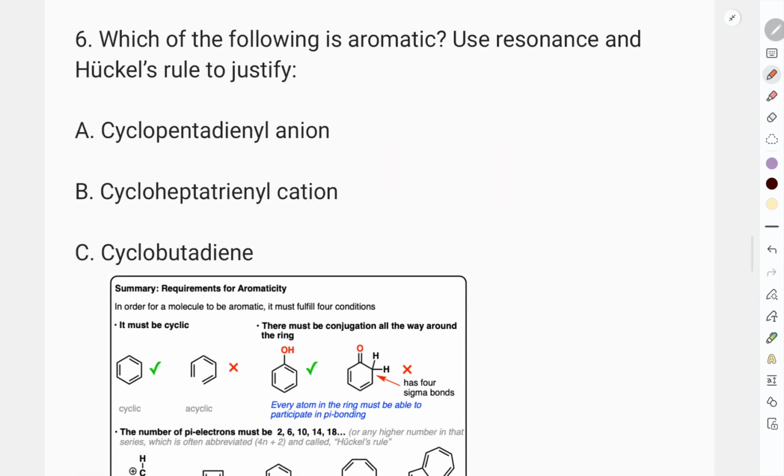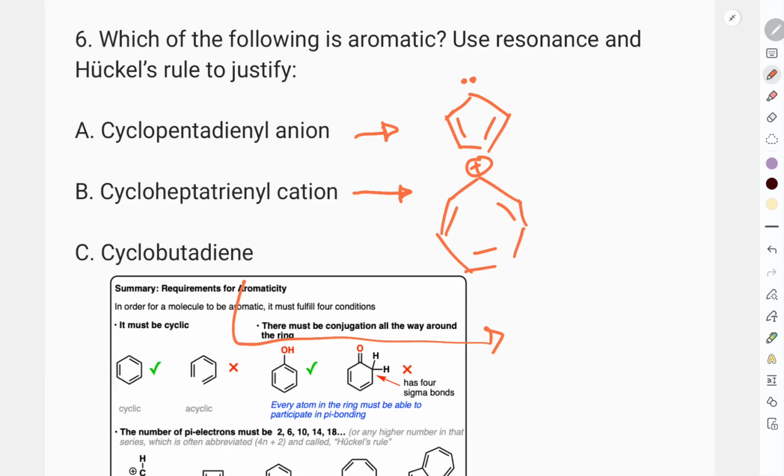Okay, we are on our last problem, and it says which of the following is aromatic? Use resonance and Huckel's rule to justify. So A, it said cyclopentadienyl anion. Sorry if I'm saying that wrong. So it will look something like this. We'll have a five-membered ring, and it will have a negative lone pair on the top. B says cycloheptatrienyl cation. So it will be a 7-membered ring with a positive charge, and then C is cyclobutadiene, and it's just a four-membered ring with two double bonds.